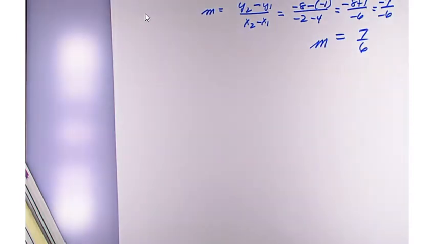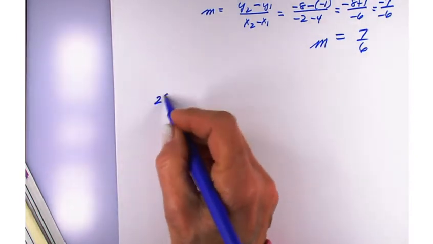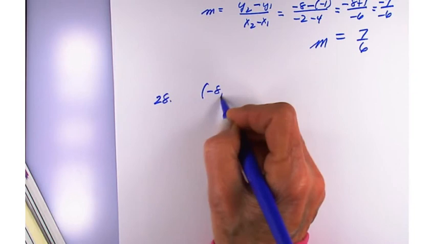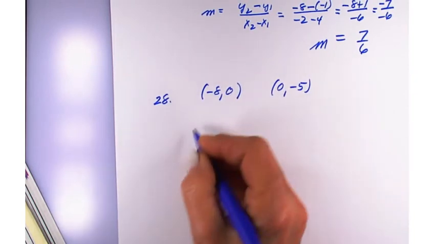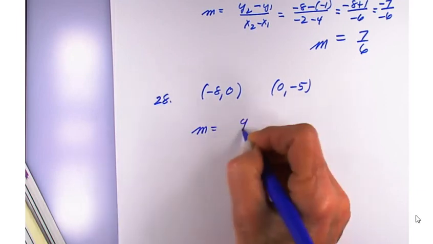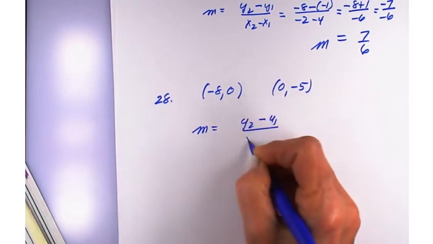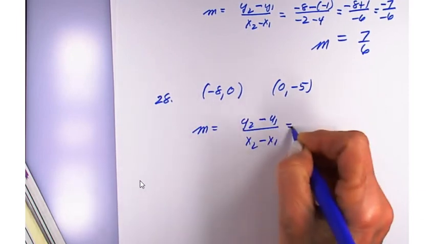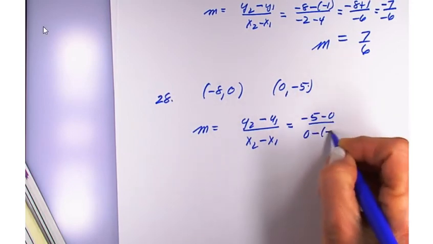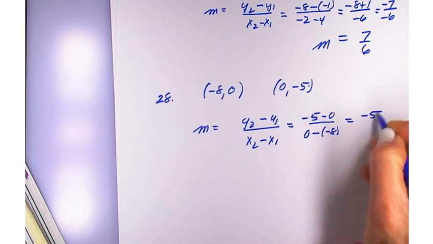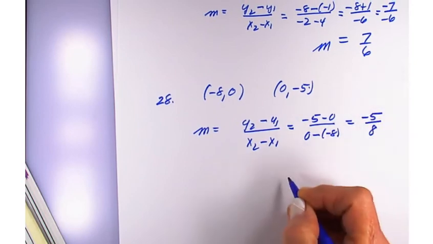Number 28, these numbers are easy when they have zeros in them. So my slope is y2 minus y1 over x2 minus x1: negative 5 minus 0 over 0 minus negative 8. Negative 5 over 8 will work for us. Okay?